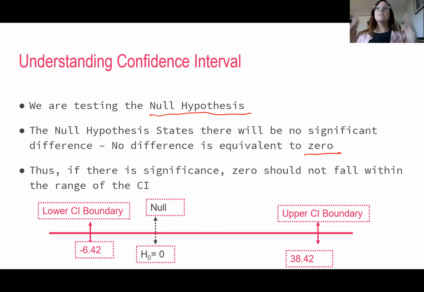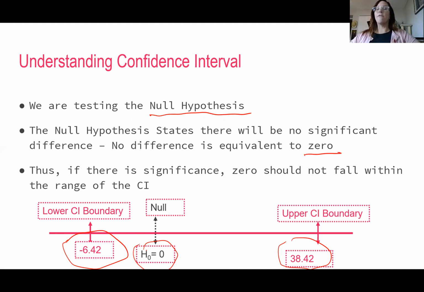But if we found significance, 0 would fall outside of those. So we have our lower boundary is -6.42. You notice here, our upper boundary is 38.42. Well, our null, which is 0, falls in between there. So we did not find significance. It's another way for us understanding the data.